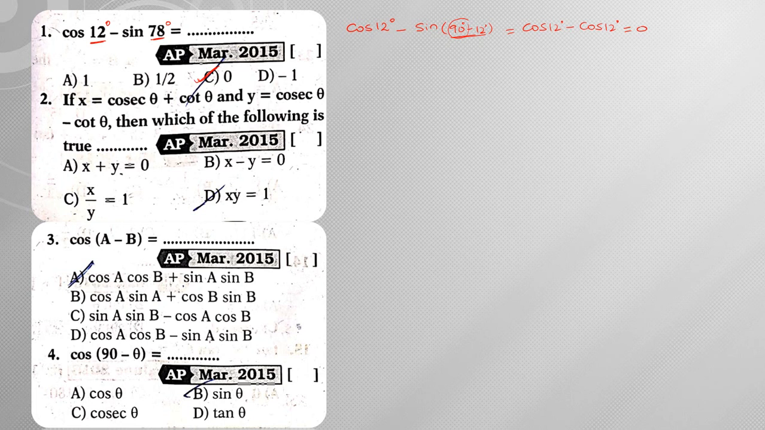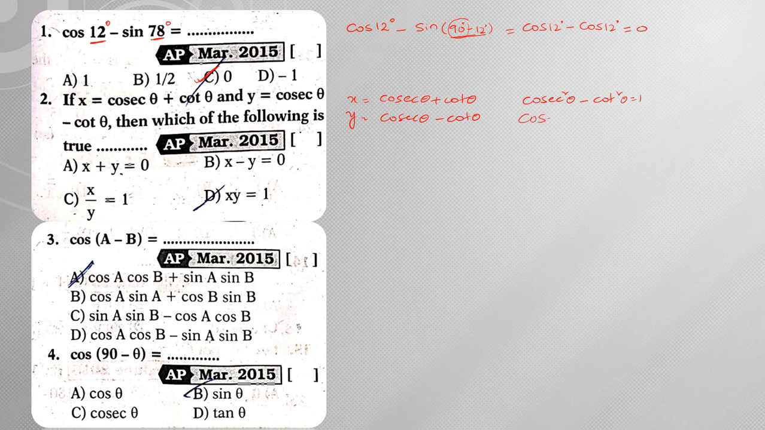Right, next question. x is equal to cosecant theta plus cot theta, y is equal to cosecant theta minus cot theta. So what he has given: x is equal to cosecant theta plus cot theta and y is equal to cosecant theta minus cot theta. Now we are having an identity related to this cosecant theta and cot theta. So what is that identity? Cosecant square theta minus cot square theta is equal to 1.